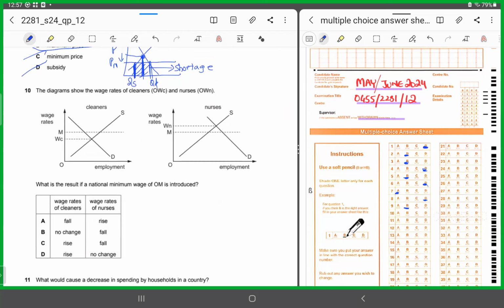Now initially, if we are talking about the wage rate for the cleaners, they were here. At WC, that was the wage rate for the cleaners, which was in equilibrium position. Now if they have imposed a wage rate above the equilibrium, what should be the situation for the wage rate of the cleaners? Yes, the wage rate for the cleaners has risen, right? The wage rate for the cleaners has risen. So now by looking at the options, you can chop A and B, because they say wage rate has fallen and no change. So you can chop A and B. So it has to be either C or D.